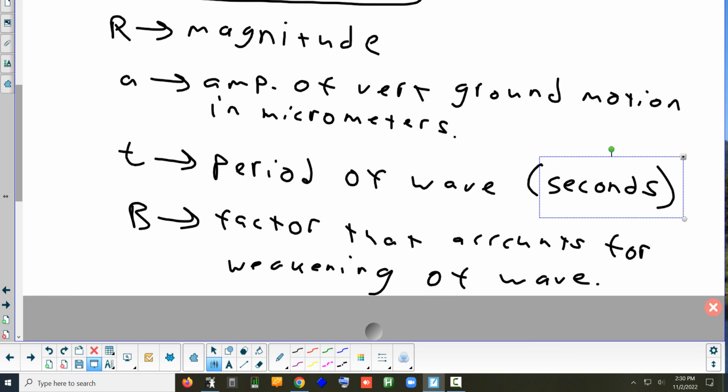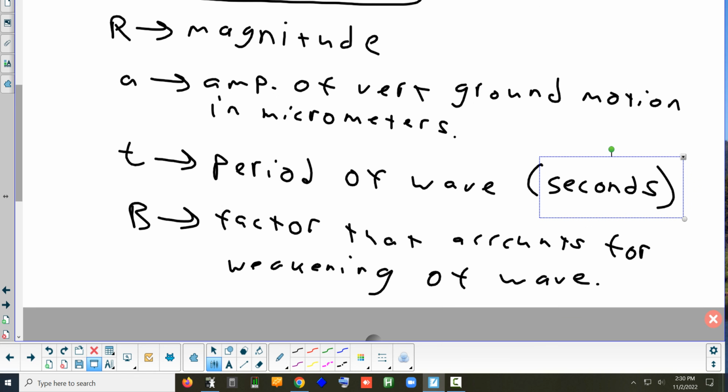And B is a factor that accounts for the wave weakening. Think about if you drop a big rock in a pile of sand versus when you drop it in water. If you drop it in water, the wave spreads for quite a while. But if you drop a rock in sand, you might get a crater, and then it just stops. Right? So depending on the kind of ground, it controls how powerful the earthquake can be.